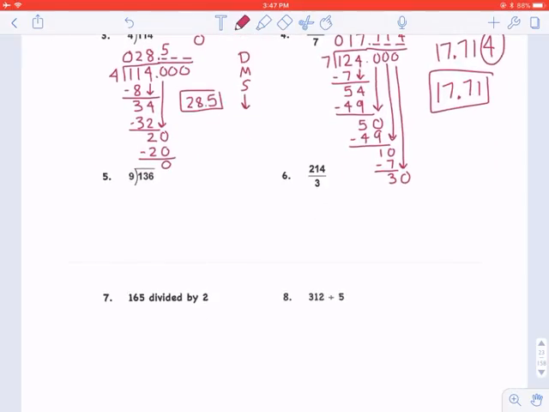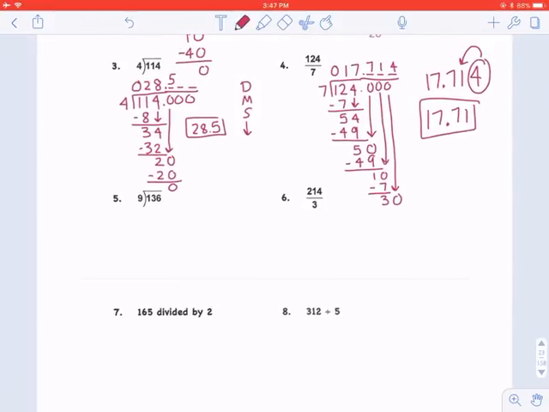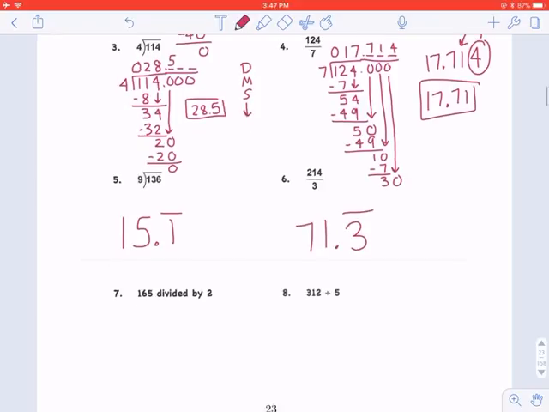Go ahead and try the last 4 problems, and then come back when you're ready to move on with the video. All right, so I thought that I would just share the answers to the last 4 problems. So 136 divided by 9 ends up being 15.1 repeating. 214 divided by 3 ends up being 71.3 repeating. 165 divided by 2 ends up being 82.5 exactly. And 312 divided by 5 ends up being 62.4 exactly.